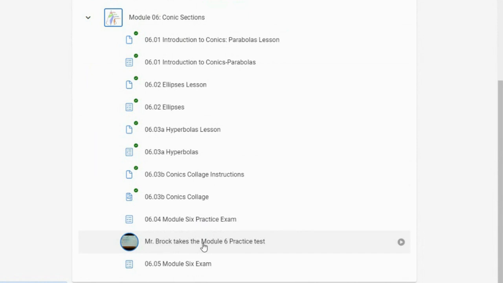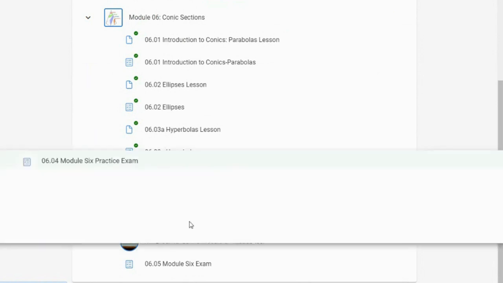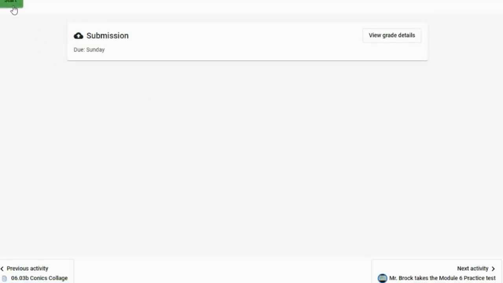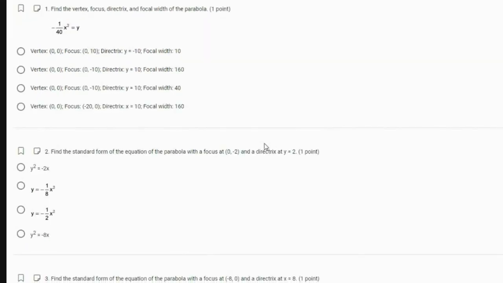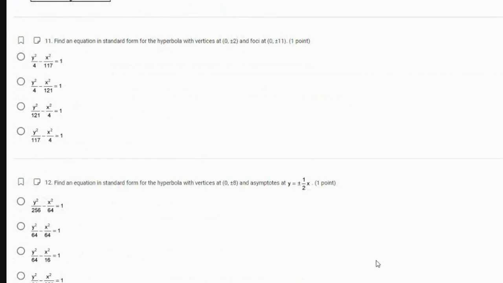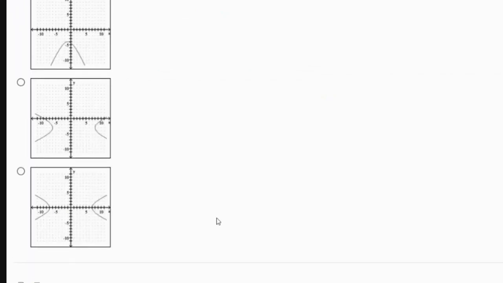You can go, I missed number 13, let me go look at Mr. Brock's number 13. So that's there for you. The practice exam always has more questions than the exam because they want to make sure you understand. But let's see, there's only 12. This is a short one. It's usually 25 or 30 or something like that. But this has only got 12 problems.